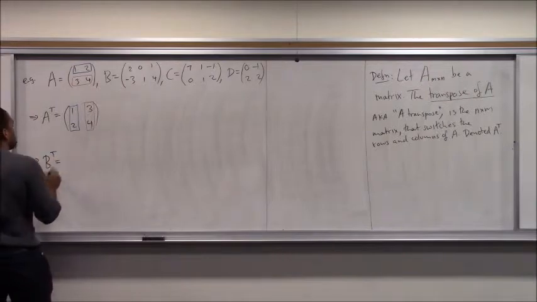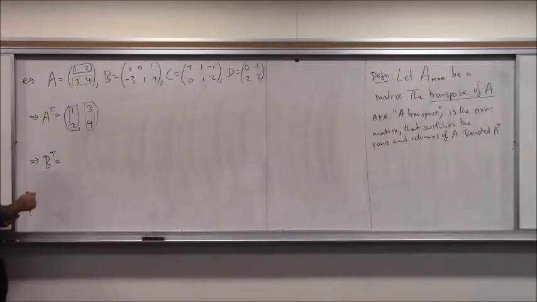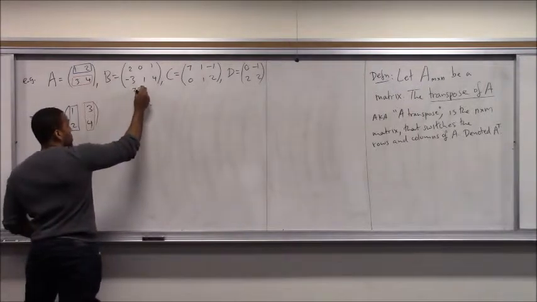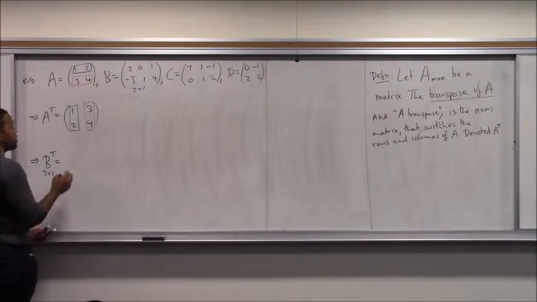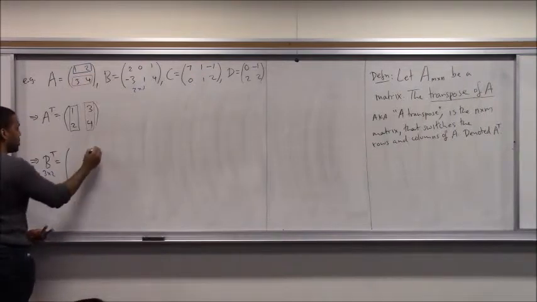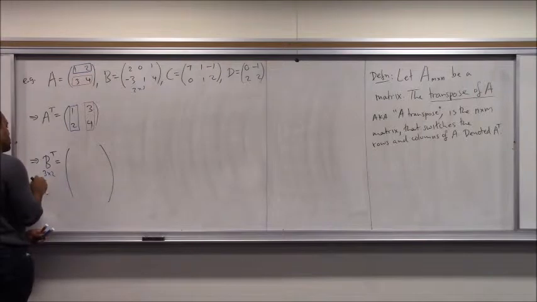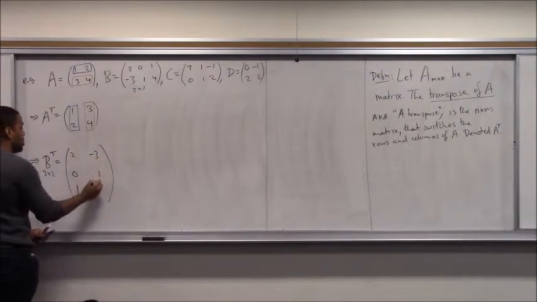What would B transpose look like? First of all, tell me what is its size. What size should this be? 3 by 2. Because B is a 2 by 3, the transpose is just going to switch everything. So this will just switch the order, 3 by 2. And what specifically is it going to be? So notice the 3 rows, 2 columns. Tell me the first column. 2, 0, 1. And then minus 3, 1, 4.